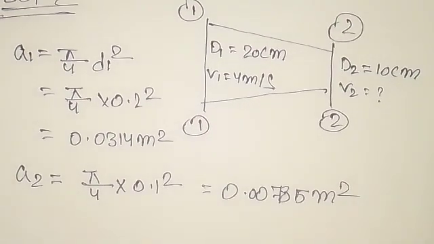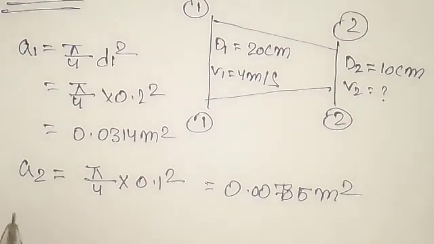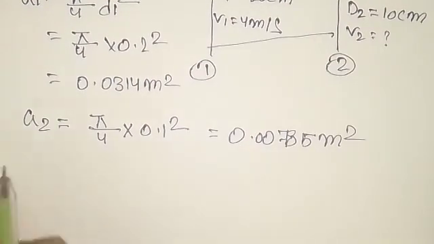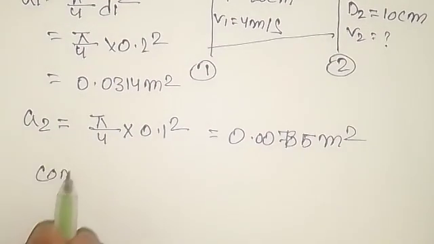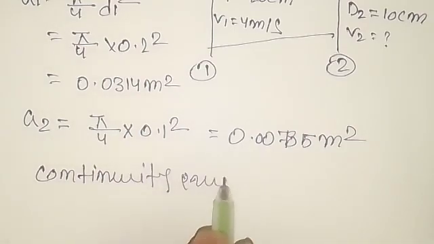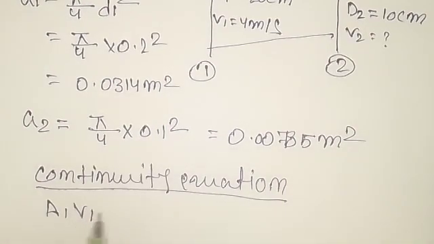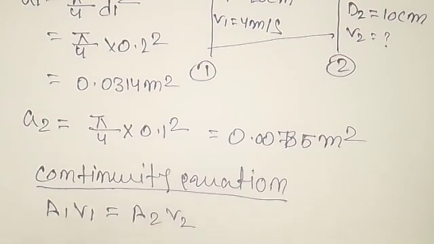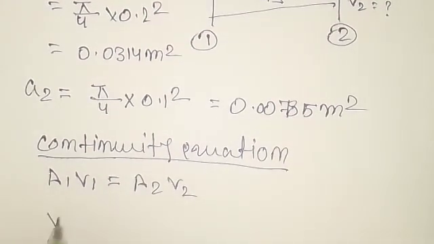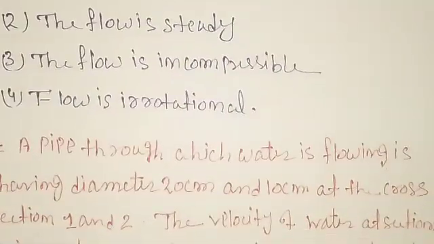Now first of all you have to find out the velocity head, or kinetic head also you can say. First I need to find out v2, so we can apply the continuity equation. This is a1 v1 is equal to a2 v2. Simply we have to find out v2, so v2 is equal to a1 v1 by a2.